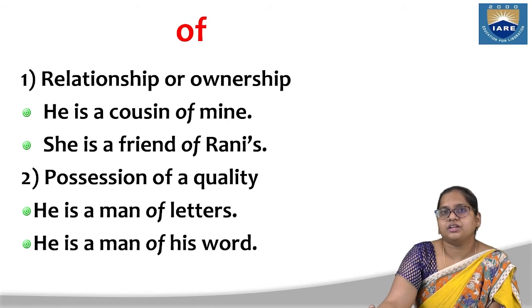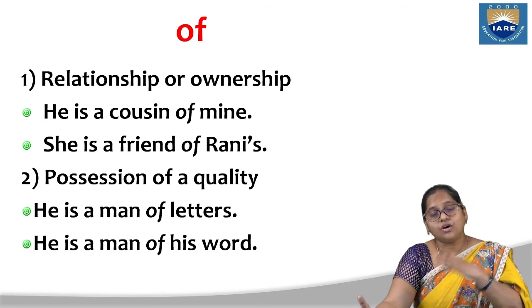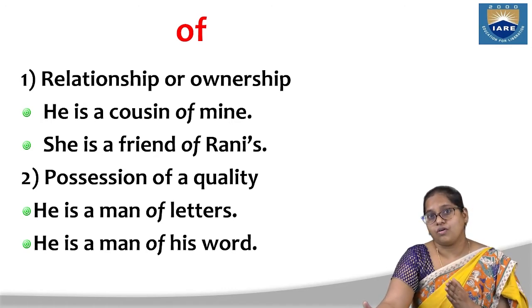Next preposition is of. So we've looked at in, into, and now we're looking at the preposition of. Now, what is the first context where you can use of? You can use this preposition of when you are talking about relationship, ownership, right? He's a cousin of mine. She's a friend of Rani's. So when you're indicating relationship or ownership, you can use this of.